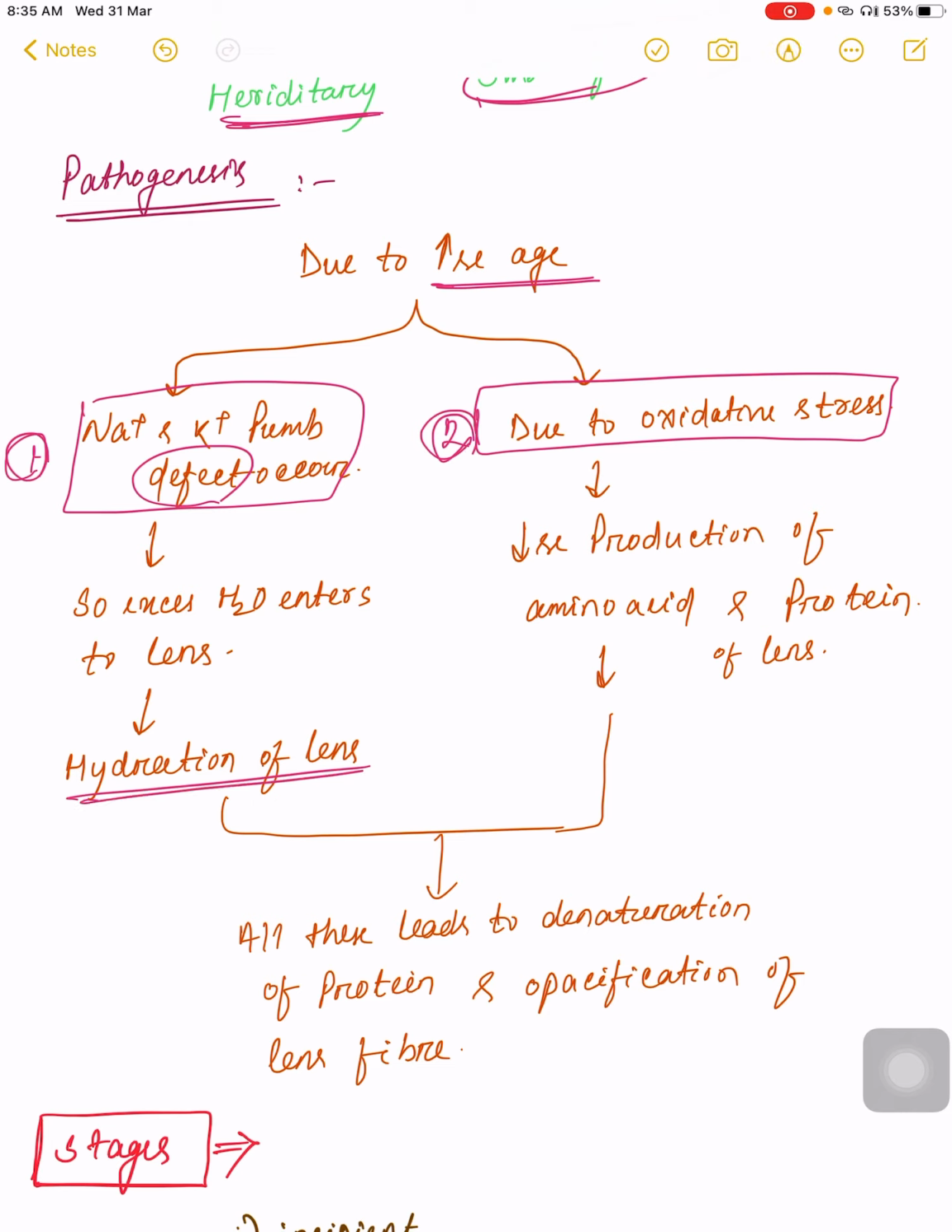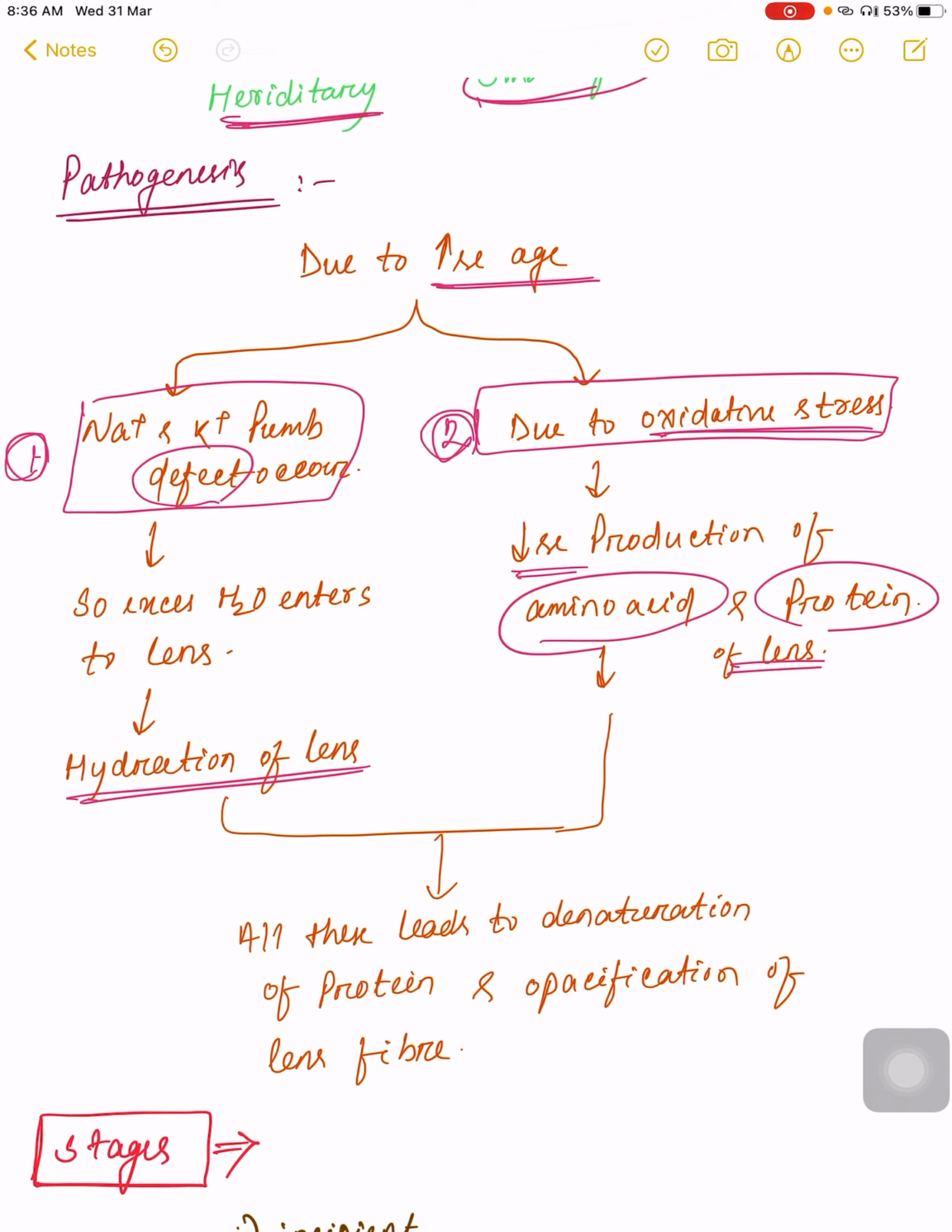Then the second cause is oxidative stress. If age increases, oxidative stress will increase. Various oxidative elements are also released, and they produce an effect on the lens. So they cause a decreased production of amino acids and proteins of the lens.